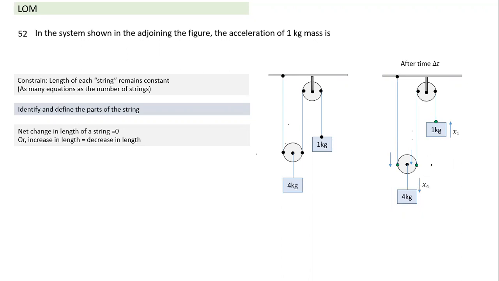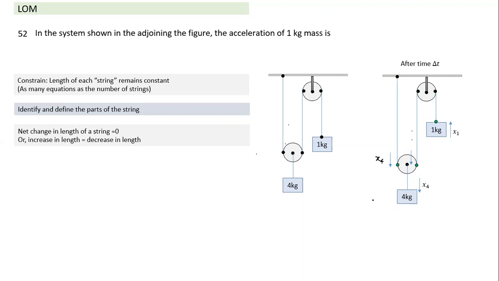Let's see how we find the relationship between the two. Whatever relationship we have already mentioned, the displacement of the 4 kg block is the same as the displacement of the pulley. So this also will be x4. The pulley also will move from here by how much? By x4.